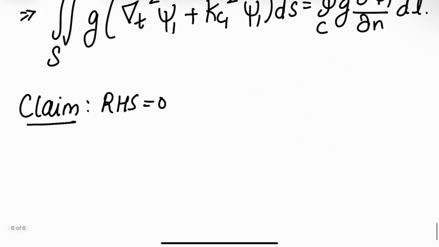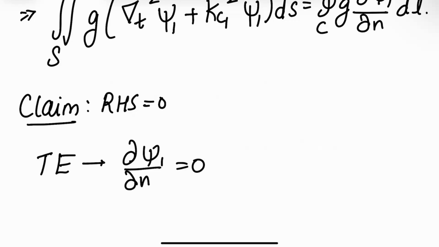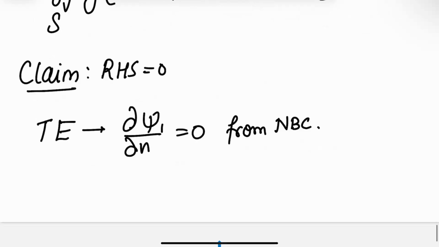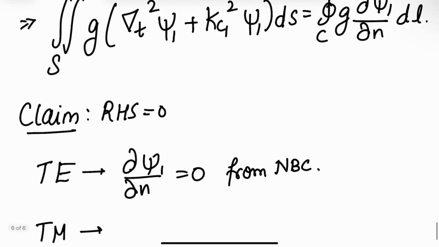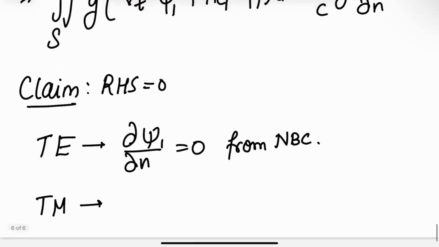Yeah, that's not very hard to show. For TE, it's trivial, right? Because for TE, d psi over dn is equal to 0 from the Neumann boundary condition. Whereas for TM, since I have an arbitrary choice for g, I will choose g to also be TM.